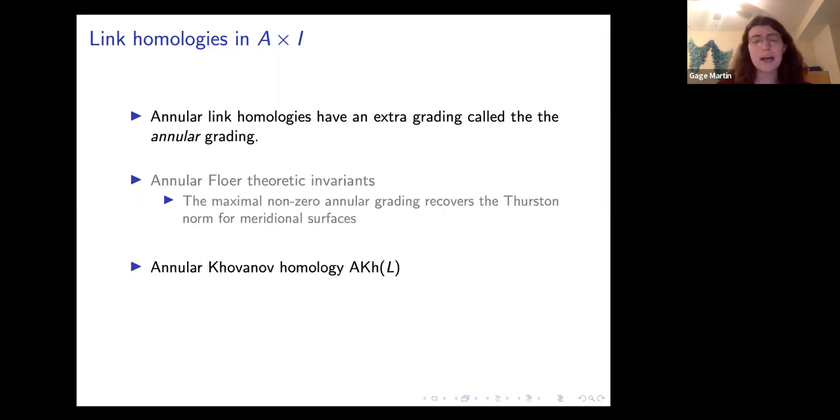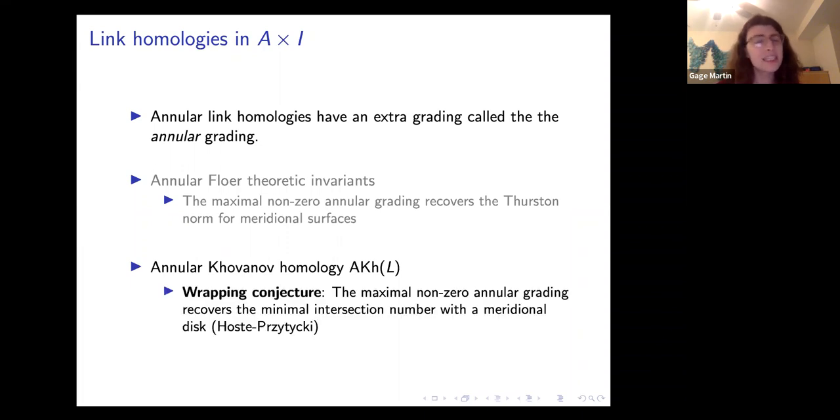On the other hand, for Khovanov homology, we're not actually sure, but we have this nice conjecture of Hoste and Przytycki, where they suggest that the maximal non-zero annular grading should recover the minimal intersection number with a disk. That looks really similar to the Thurston norm, which talks about how complicated our surfaces have to be. Here we're talking about how many times our disks intersect with the annulus. So we might hope to use some relationship with Floer homology to prove the wrapping conjecture.